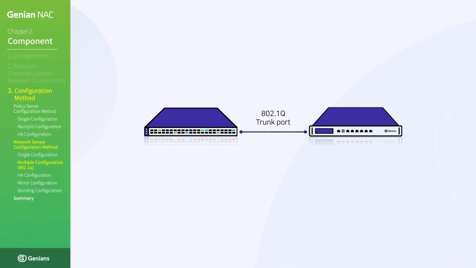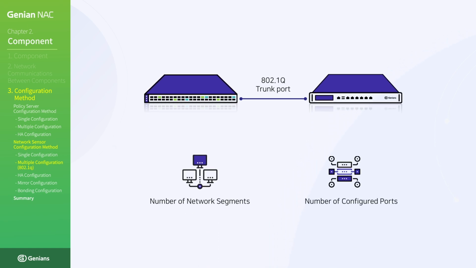The multi-configuration of the network sensor involves setting up a trunk interface for VLAN-based networks to create logical network sensors. In this method, up to 255 VLANs can be logically configured and managed through a single physical interface. This approach is used when the number of networks to manage exceeds the available physical interfaces on the network sensor. It is recommended to configure a maximum of 64 VLANs per network sensor for optimal performance.